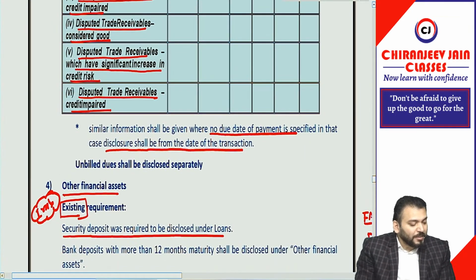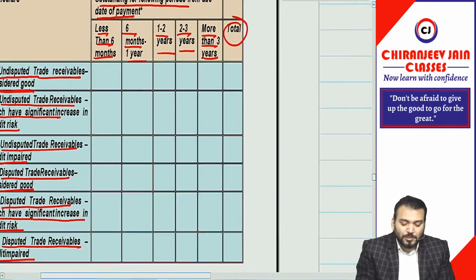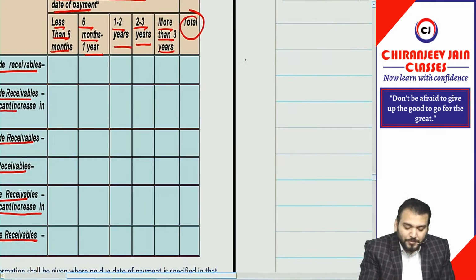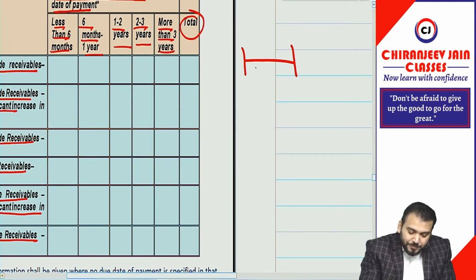So where to show debtor within due date? Acha, they are saying within due date means till now due date has not come. Suppose this is the due date. So this is the date of payment.